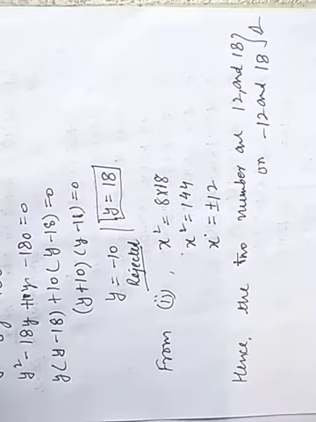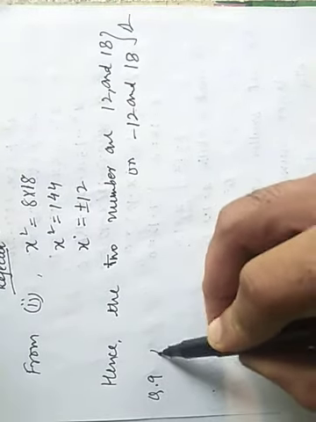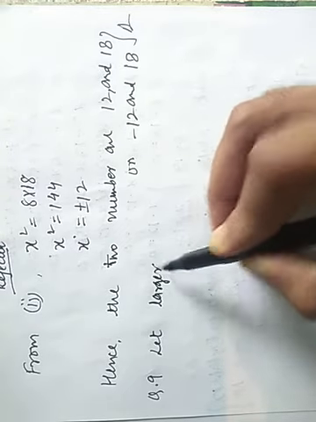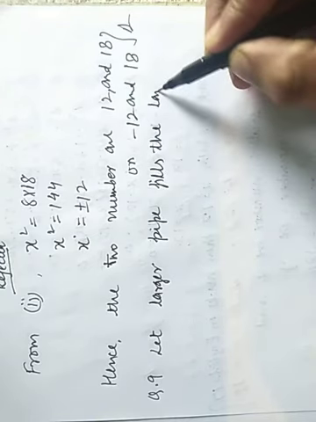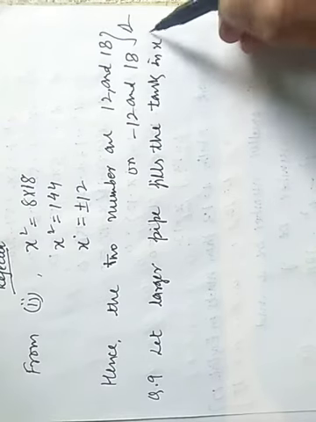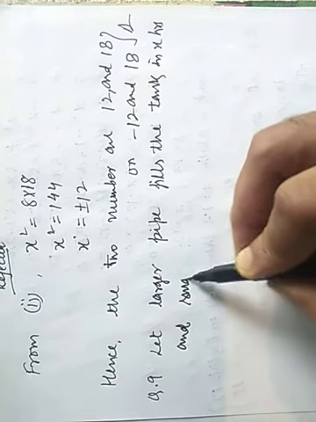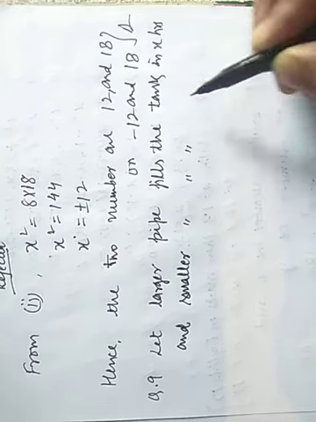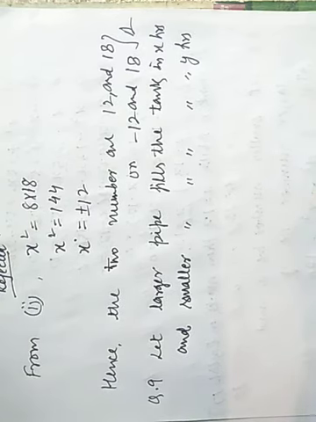So let the larger pipe fill the tank in x hours and the smaller pipe fill the tank in y hours. ओके, तो लार्जर पाइप x आवर्स में भरता है और स्मॉलर y आवर्स में.